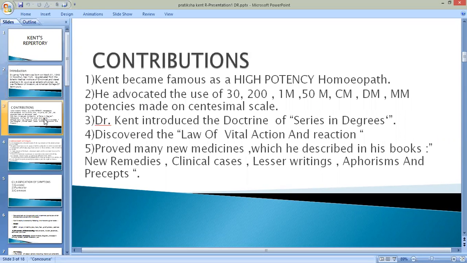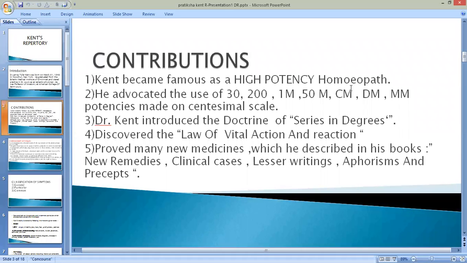Now the contributions of Dr. Kent. Dr. Kent was very studious. He studied homeopathy in detail and became a well-known homeopathic practitioner at that time. He gave many contributions to homeopathy. He gave a new concept of using high potency in homeopathy, so Kent became famous as a high potency homeopath. He advocated the use of 30, 200, 1M, 50M, CM, DM, MM potencies made on the centesimal scale.